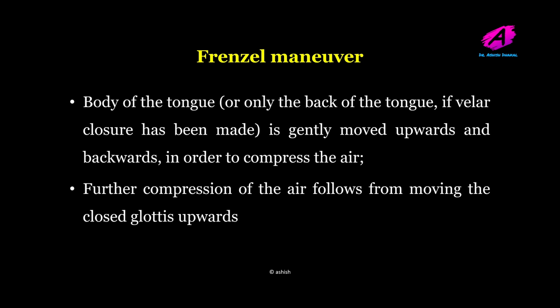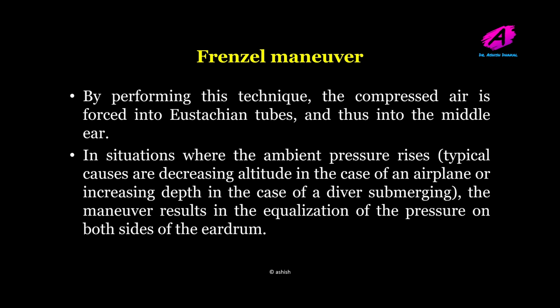Then body of the tongue is gently moved upwards and backwards in order to compress the air. Further compression of the air follows from moving the closed glottis upwards. So by performing this technique, the compressed air is forced into the Eustachian tube and thus into the middle ear. In situations where ambient pressure rises, typical causes are decreasing altitude in the case of airplane or increasing depth in the case of diver submerging. This maneuver results in the equalization of the pressure on both sides of the eardrum.